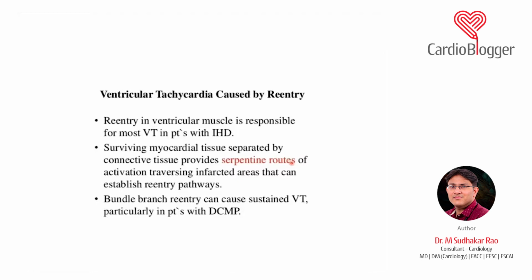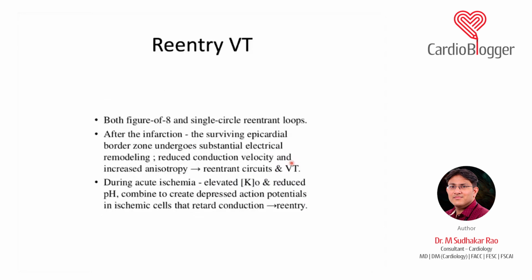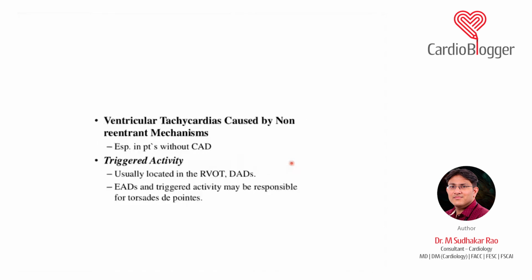Another example of re-entry is a bundle branch re-entrant VT. It can be a left bundle branch re-entrant VT or a right bundle branch re-entrant VT. It is mostly seen in patients with normal coronaries, not in ischemic heart disease, and in patients with dilated cardiomyopathy. Now, this is not so important. The re-entry can be what I showed you, a closed circus movement, or it can be a figure of 8 re-entry. VT caused by a non-re-entrant mechanism is usually seen in patients without CAD, and it is triggered activity. It is usually seen in RVOT VT, which is delayed afterdepolarization, and early afterdepolarization, which is torsades de pointes. So those types of VT are polymorphic VT.